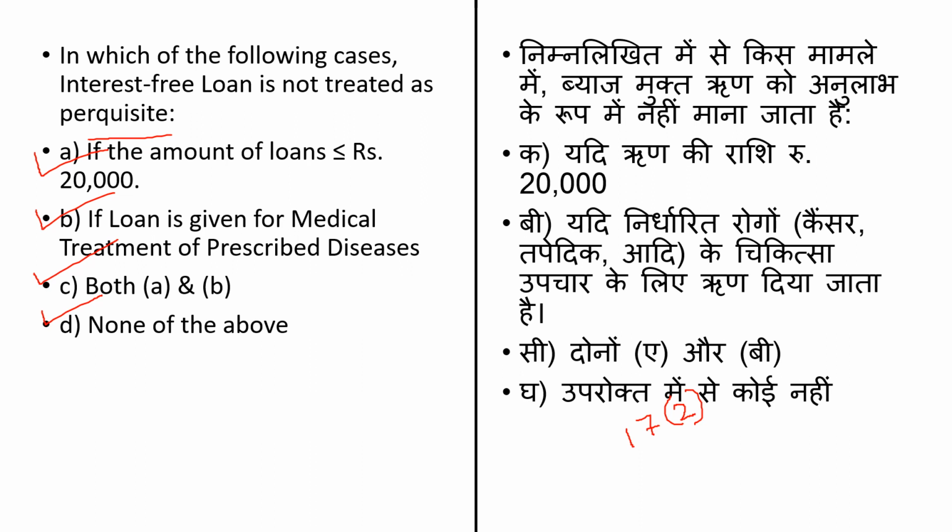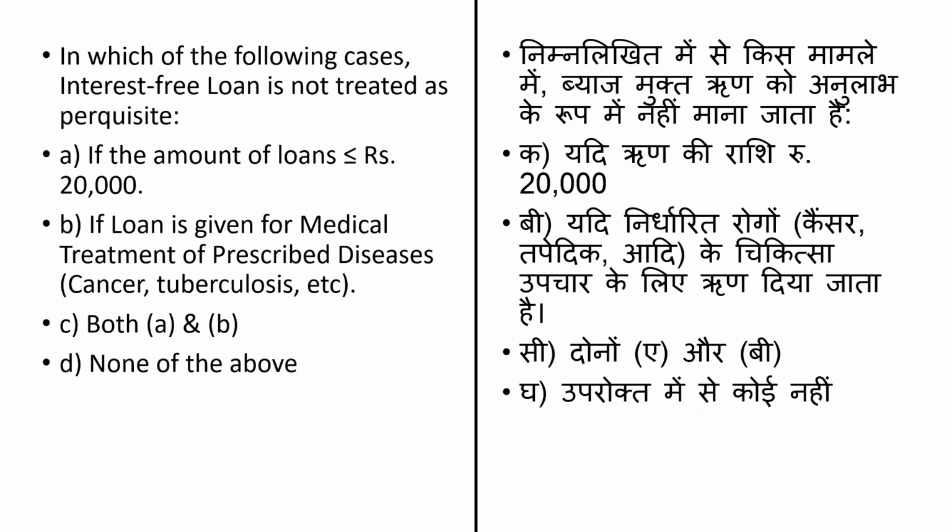No perquisite shall arise if the interest-free concessional loan is made available for the medical treatment of specified diseases. Under Rule 3A, it also applies where the loan is petty, not exceeding in the aggregate rupees 20,000. No perquisite shall arise in relation to expenses on the telephone, including the mobile phone, incurred on behalf of the employee by the employer. The answer for this question will be option number C, that is both A and B.